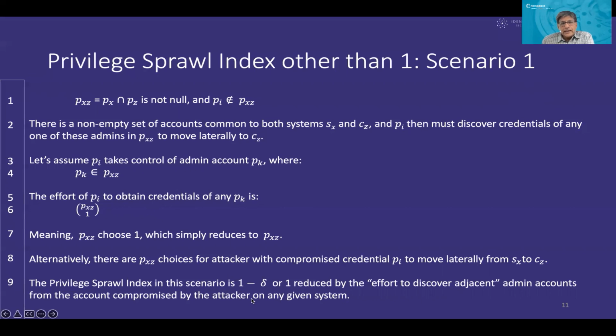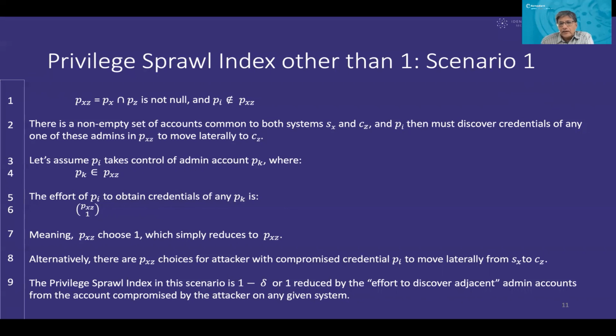And in this case, and this is where I've left out all the math, I just call it delta. In this case, your privilege sprawl index is reduced from 1 by this amount delta. One way to explain delta is that it's the effort to discover adjacent admin accounts, right? Because from PI, I still have to discover PK, which is one of those accounts that's in PXZ. So that's a little bit of effort.